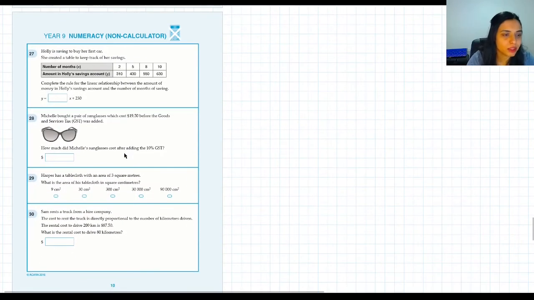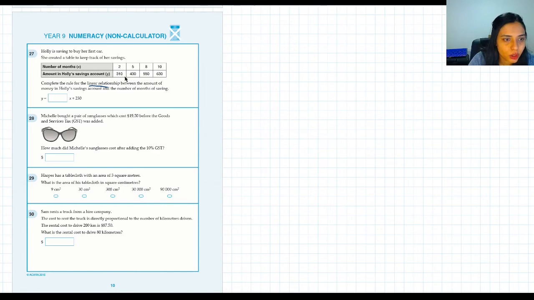Number 27. Holly is saving to buy her first car. She created a table to keep track of her savings: number of months, amount in Holly's savings account. So this is how much she has saved at that month. Complete the rule for the linear relationship. So that means this has the relationship of y equals mx plus c between the amount of money in Holly's savings account and the number of months of saving.